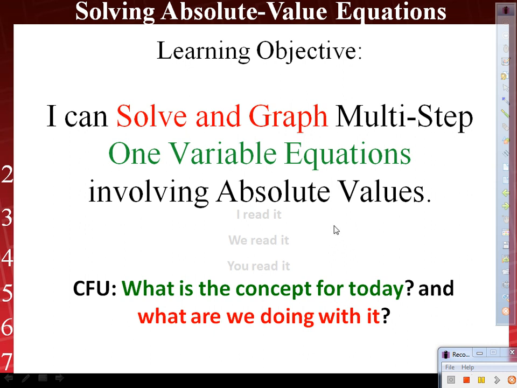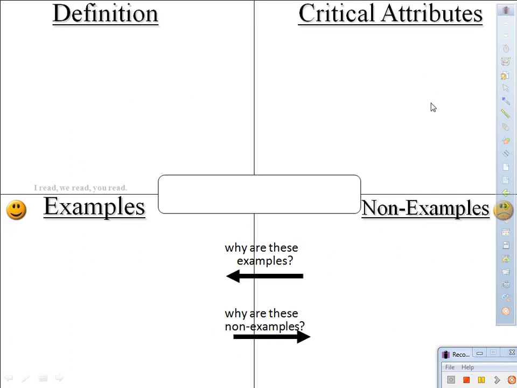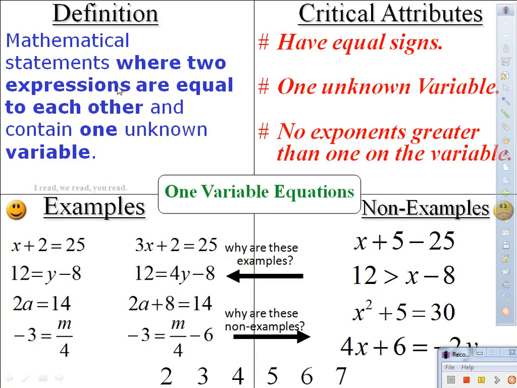That is correct. One variable equations. That's why we don't need a Frayer model. But if you wanted to practice, you probably did that ahead of me, right? And what was the definition for one variable equations? I said two expressions equal to each other, yes? And one variable. You guys remember that? Yes, Mr. Q. All right, and examples on examples, hashtag.